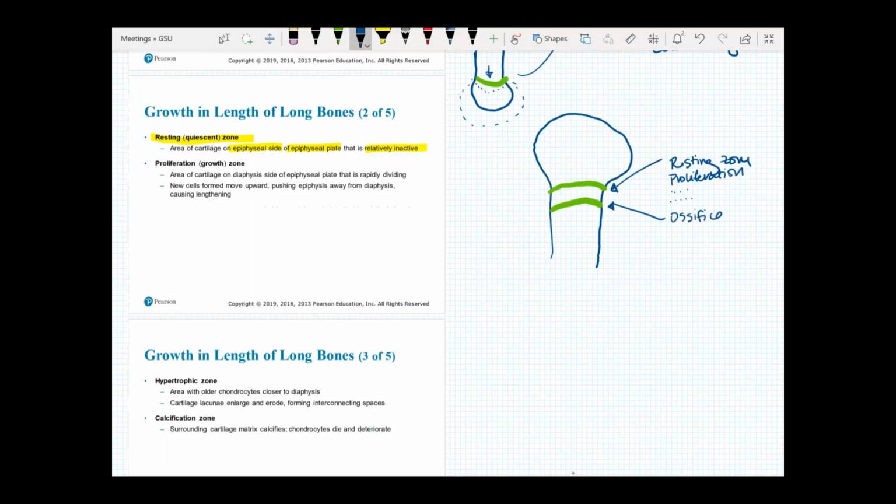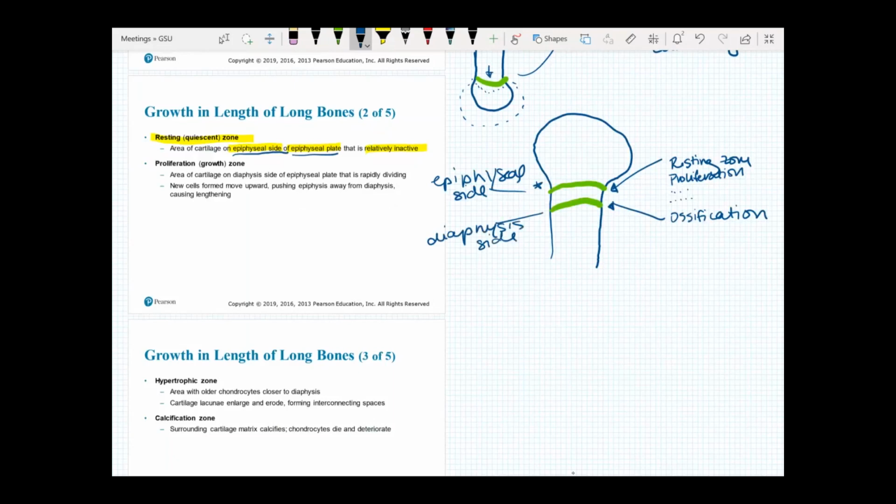So what we mean with the resting zone is that it is on the epiphyseal side. So it's on this side of the epiphyseal plate. This side right here is the epiphyseal side. The other side is the diaphysis side, this one. So that's how you know which side of the plate you're on.